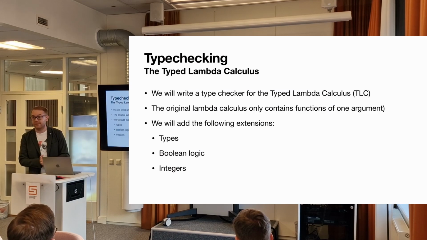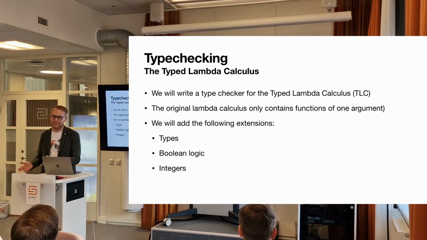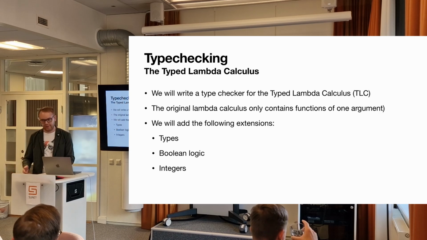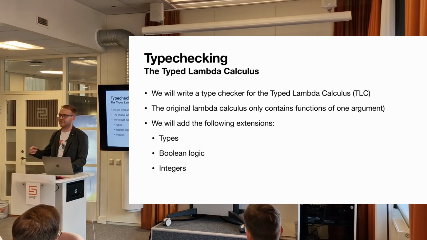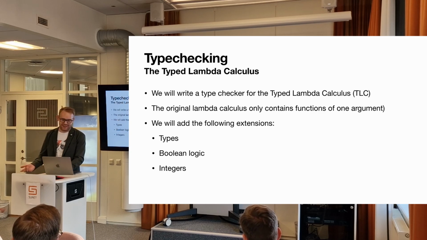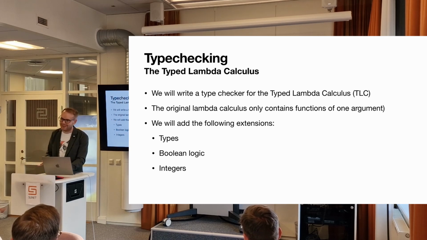And the language we'll be type checking is the typed lambda calculus, or TLC. So if you see the abbreviation TLC somewhere, you know what it is. The original lambda calculus only contains functions of one argument. That's it. That's the whole thing. Yet it is Turing complete. It's interesting, right?